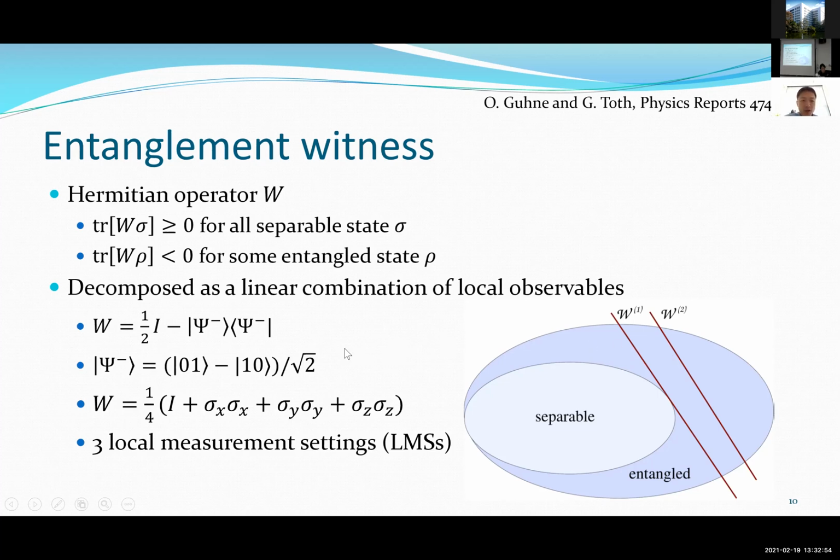All right, so let me give one very simple example, which is widely used as an entanglement witness. Let's say psi minus is |01> minus |10>. So this is a singlet state.